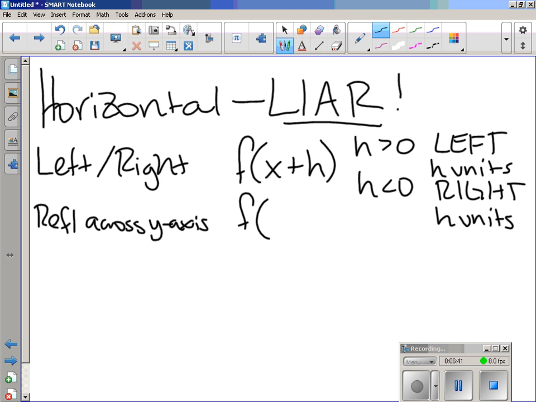That goes inside the parentheses as well. When you do reflection across the y-axis, say I start here, x's are positive on this side, negative on the opposite side. So you're changing the sign of your x.